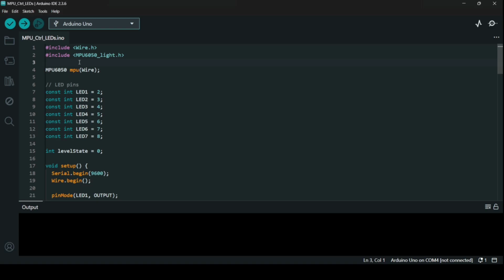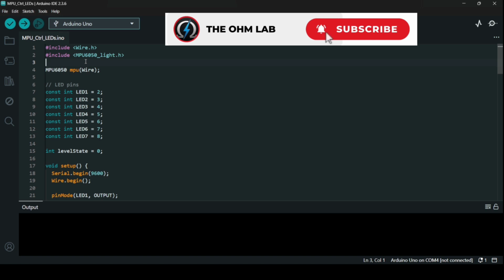Now let's have a look at the program. I am importing the Wire library, which is used to set up the I2C communication between MPU and Arduino. And this MPU6050_light library gives you the angles which are directly ready to use. So you don't need to calculate them manually and apply complementary filter, Kalman filter, etc.